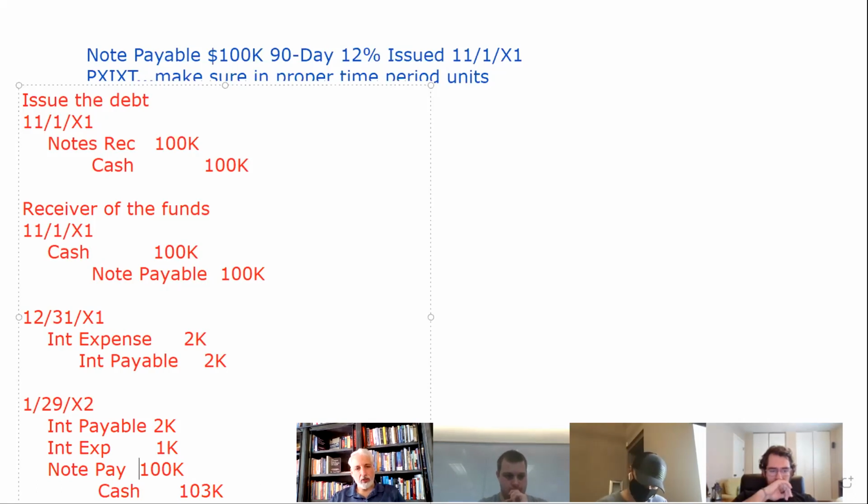Again, this is our AJEs. We've done these before. This is adjusting for December. And we're clearing the payable, we're clearing the note, both the notes payable and the interest payable, and we're clearing the cash because we wrote the check. And the plug is the interest expense. That will fall out in the details.